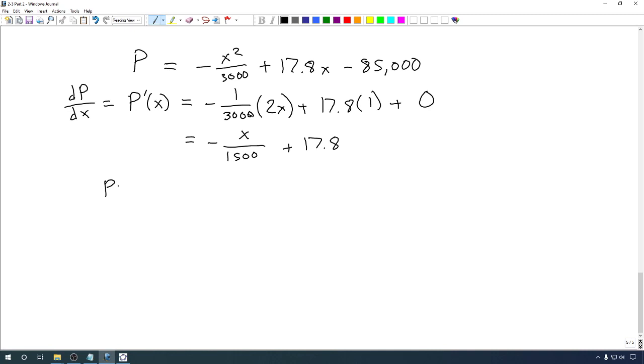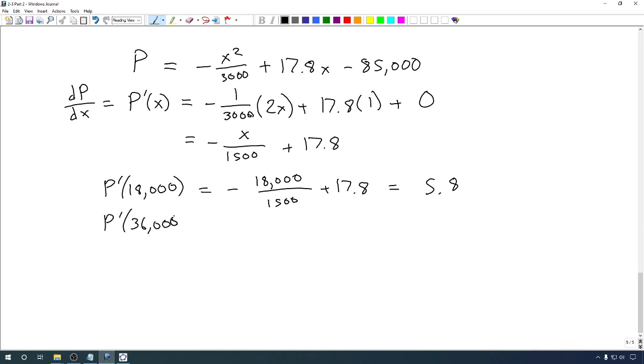If we look at the values that they're wanting us to plug in here, so first they wanted us to plug in 18,000. So negative 18,000 divided by 1,500 plus 17.8. Again, use a calculator, get 5.8. If we instead plug in 36,000, we have minus 36,000 divided by 1,500, still plus 17.8. And this time I got a negative 6.2.